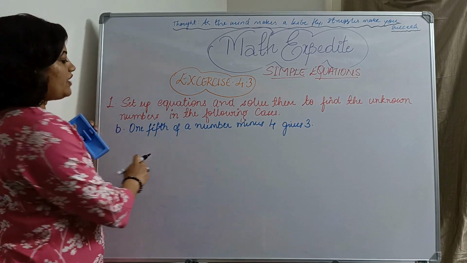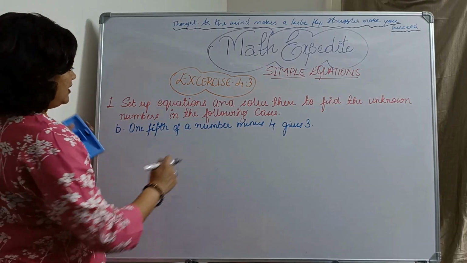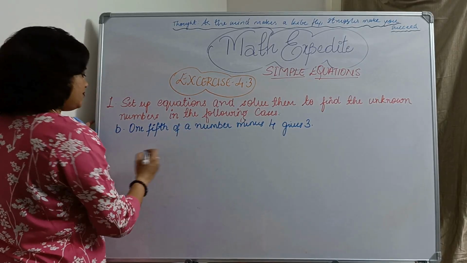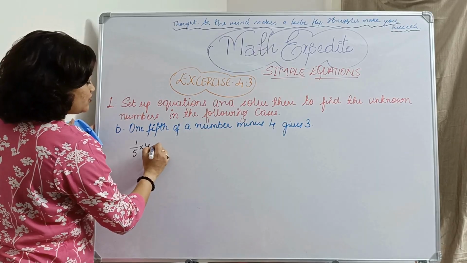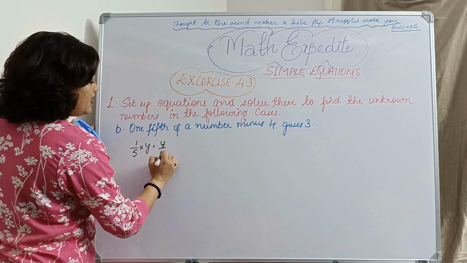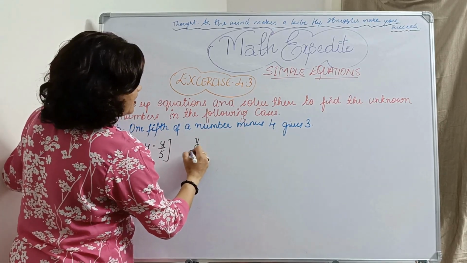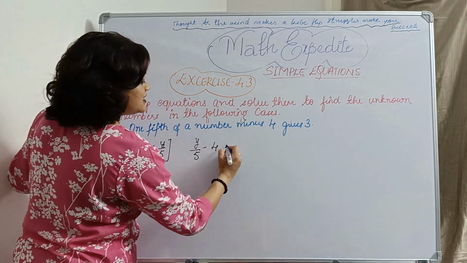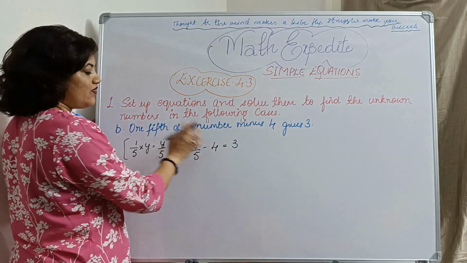Next one, 1/5 of a number minus 4 gives 3. Let us consider that number as y. So 1/5 of a number, so 1/5 of y. So how do we write this? y by 5. Okay. So y by 5 minus 4 gives 3. So this is the equation we derived from this.